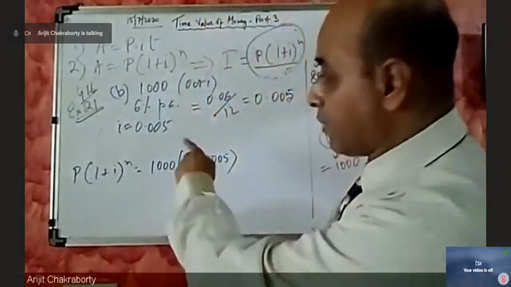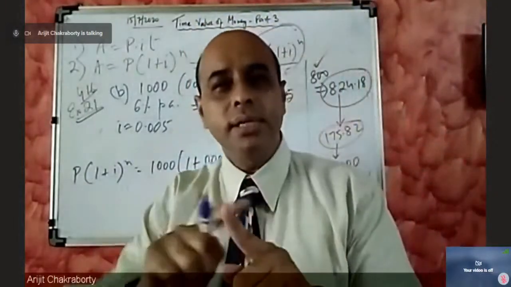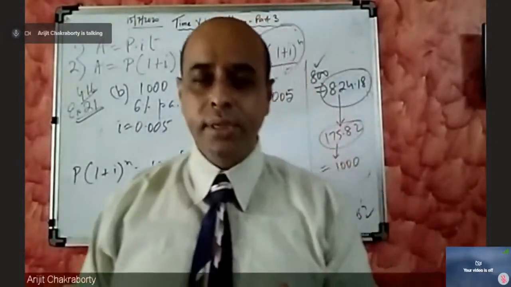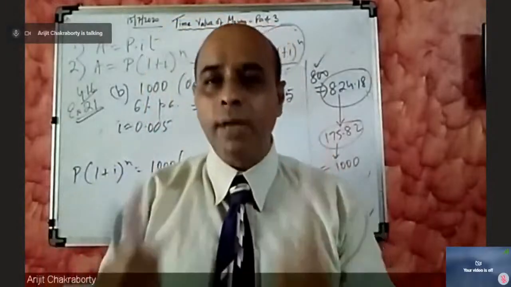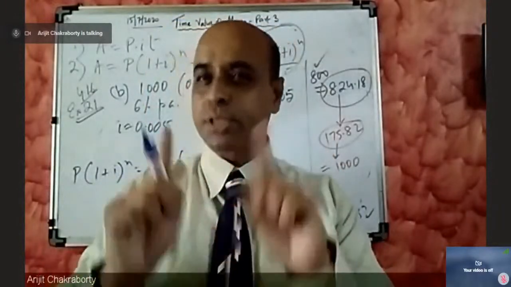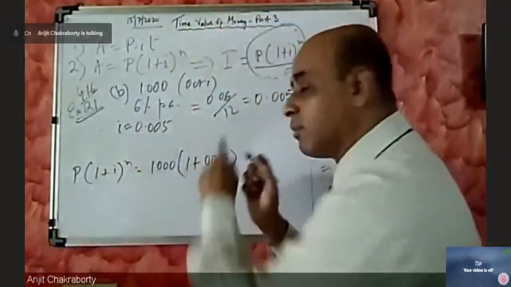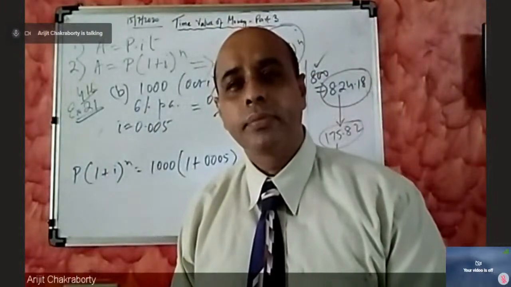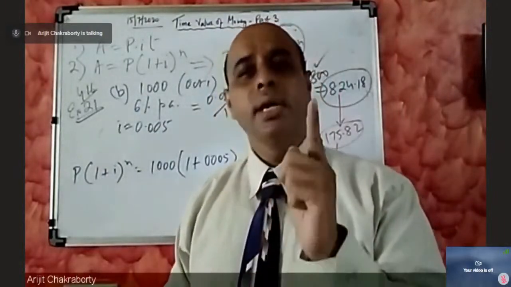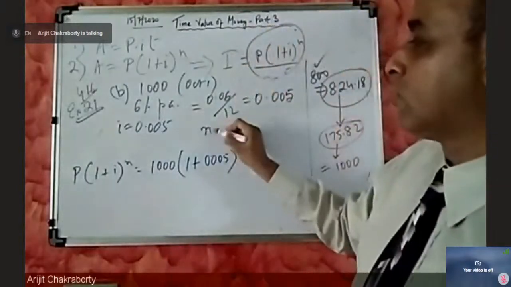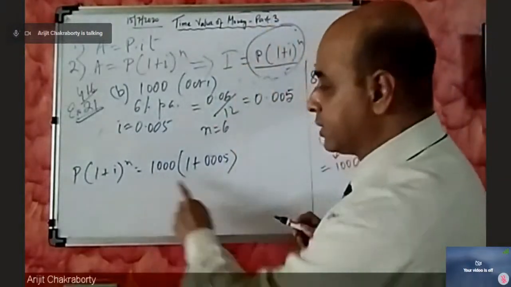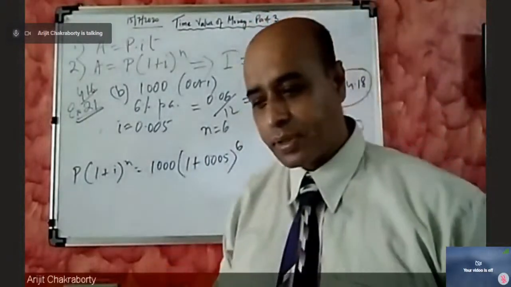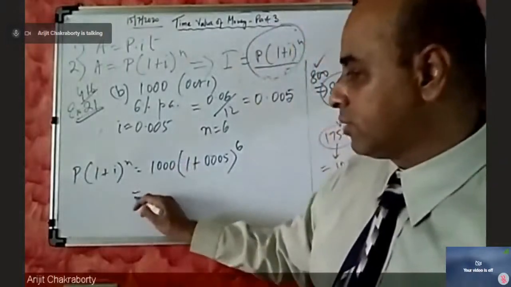Now here we are having monthly compounding, but what is the duration of the investment? Please see the numerical. Once again, it is clearly mentioned that he put his money in a 6-month time deposit. So the duration is 6 months and we have monthly compounding. So how many times does the conversion take place? 6 times. 6 months, monthly compounding. So n equal to 6. So 1000 into (1 plus 0.005) to the power 6.